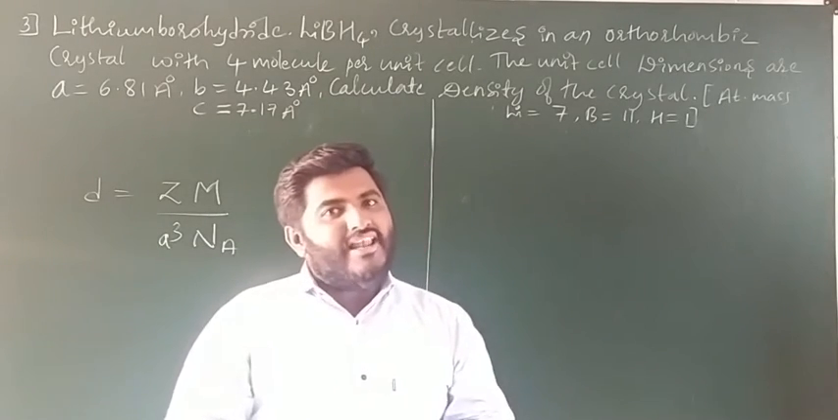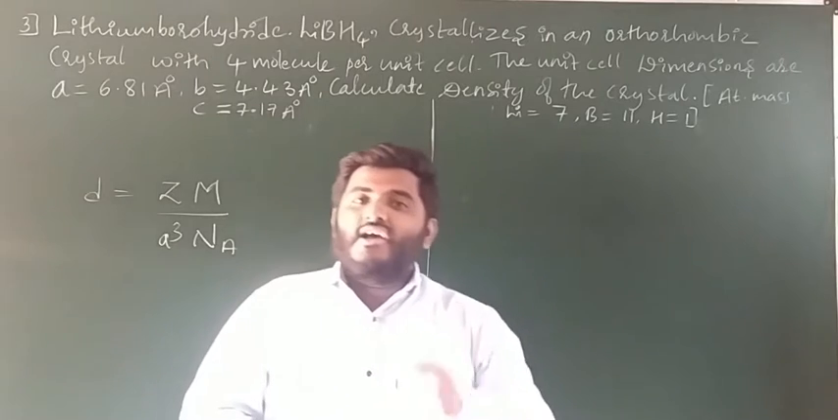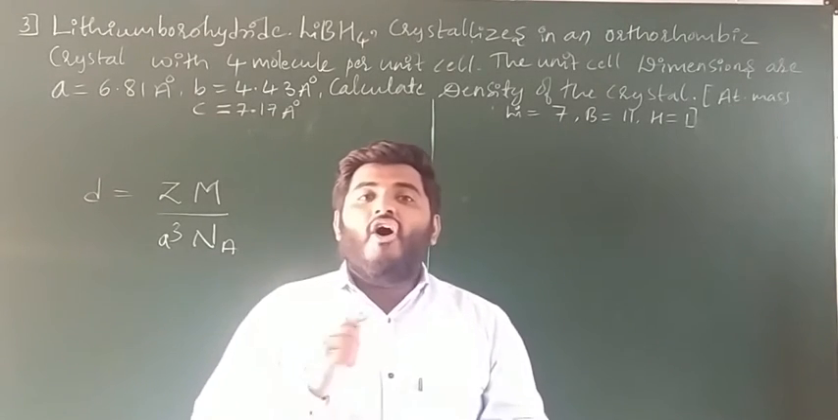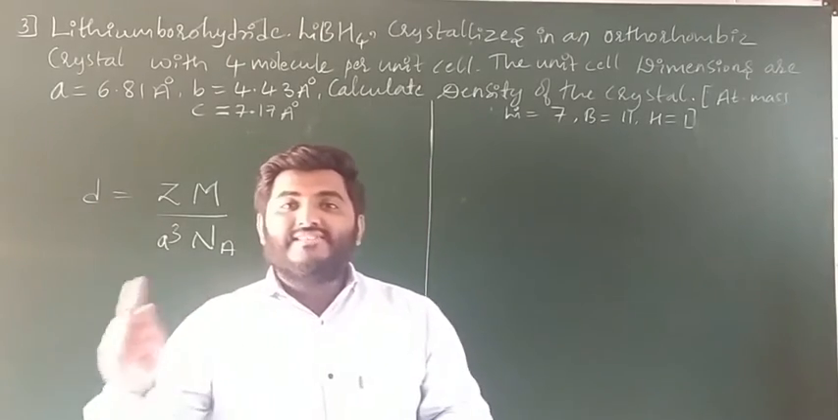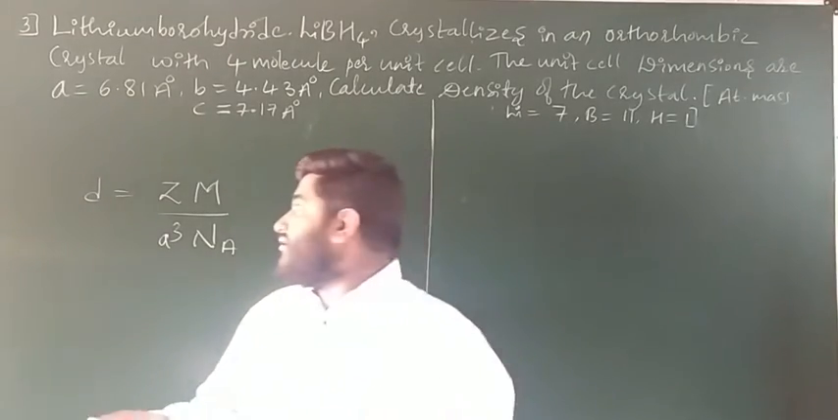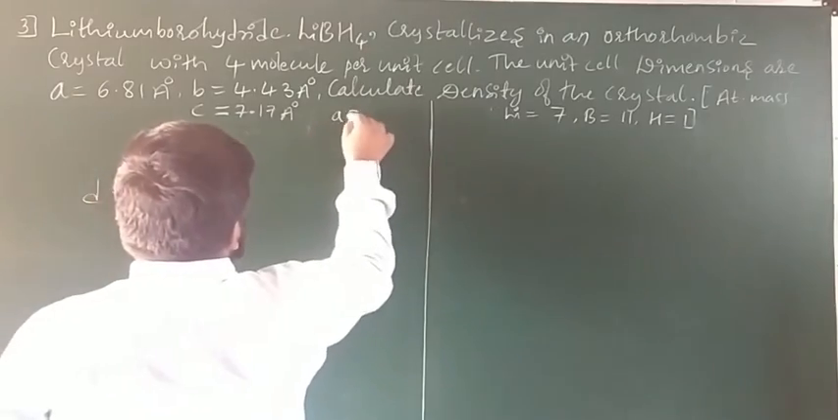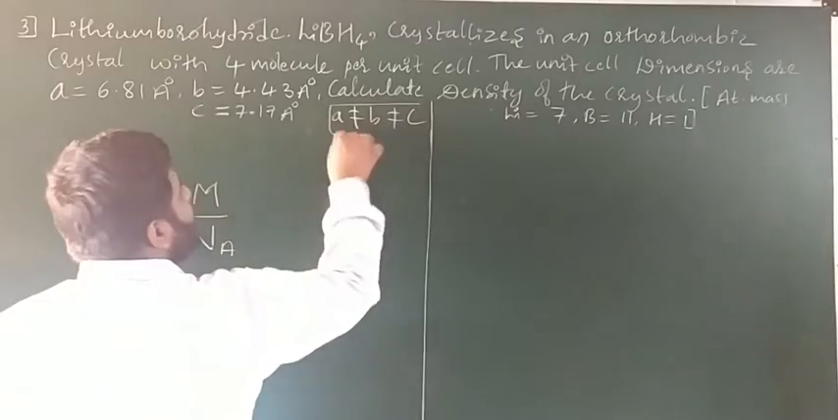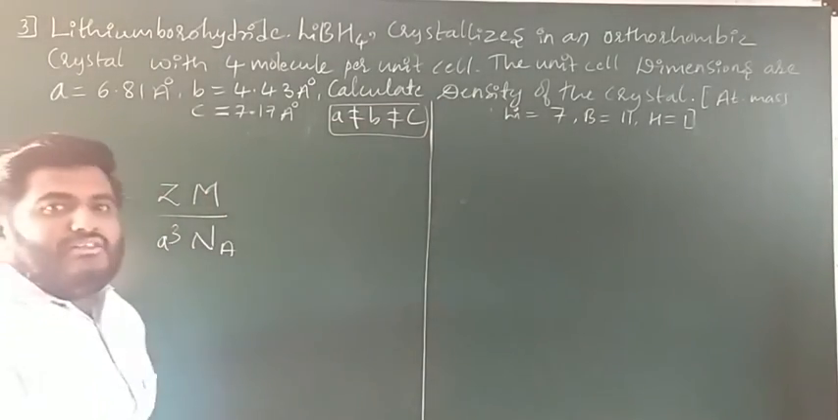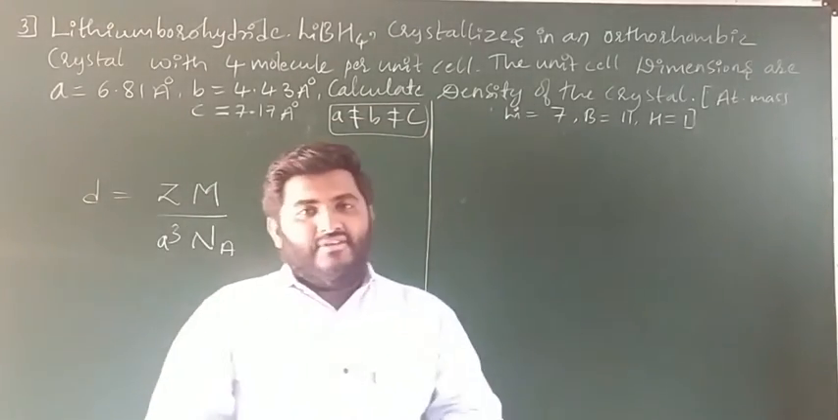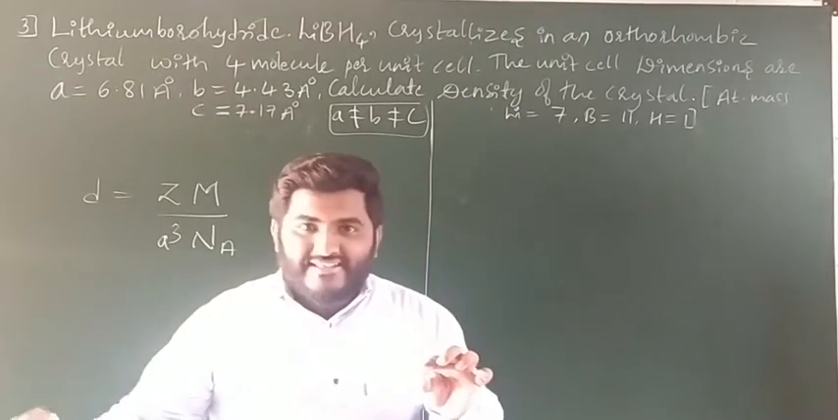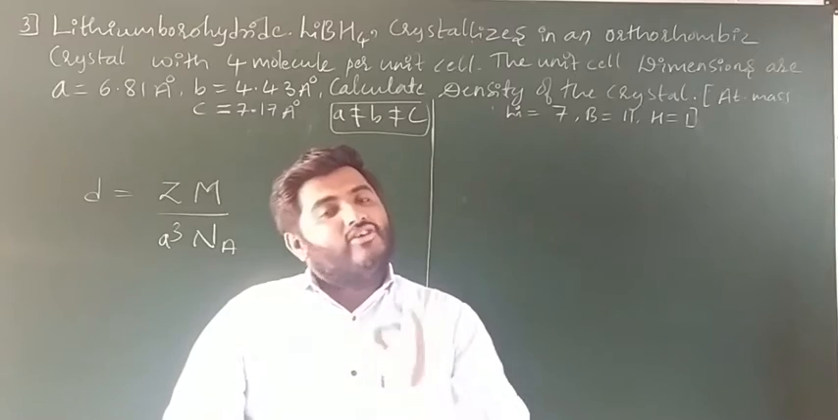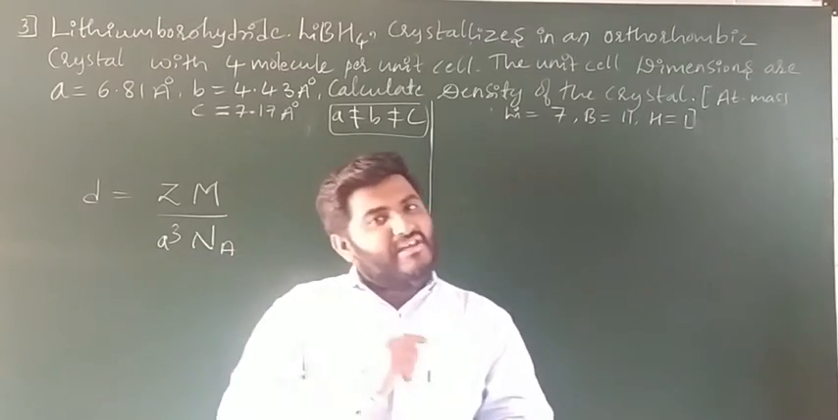What is an orthorhombic unit cell? In the second video we have discussed that an orthorhombic unit cell is a type of crystal lattice where all the edges are different: A is not equal to B is not equal to C. That means all the edges are different. A is the edge length along the x-axis, B is the edge length along the y-axis, C is the edge length along the z-axis. That we have also discussed in the previous videos.